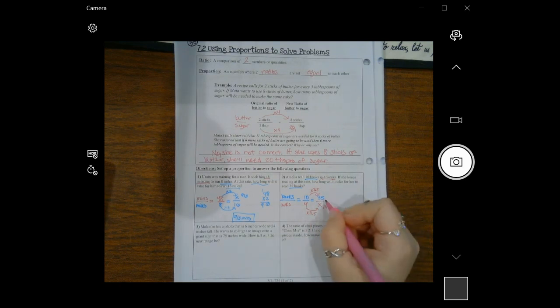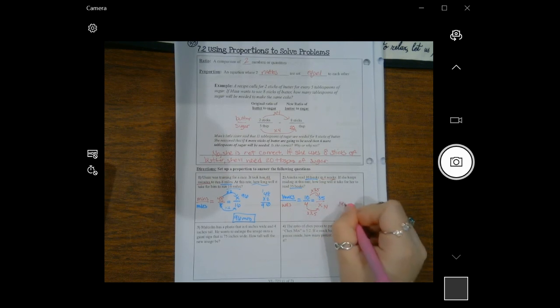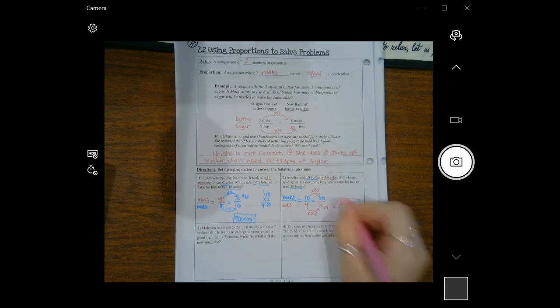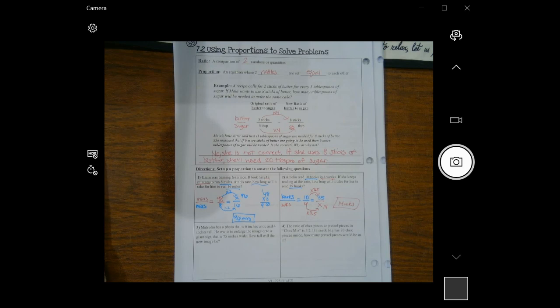So how long is it going to take to read 35 books? It's going to take 14 weeks if she keeps reading at that same pace of 10 books every 4 weeks. All right. If you haven't tried any yourself yet, make sure you pause the video, try it yourself, and then unpause it and check to see how you did.